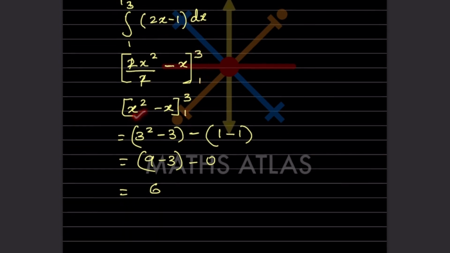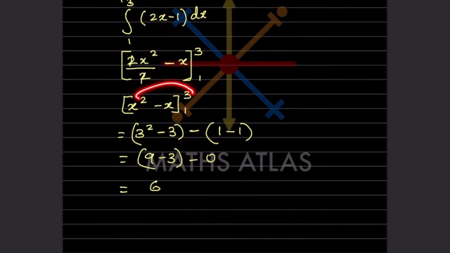So now in place of this x, you are going to put 3. So that is going to be 3 square, minus this one. If you take here, that will be just 3. So in the first bracket, you will write this, and then minus of this one. So now you will consider for 1. So this 1 square is going to be 1, and then here 1 minus 1.